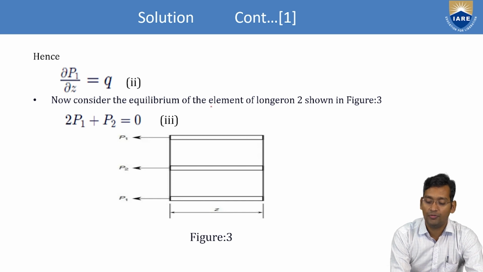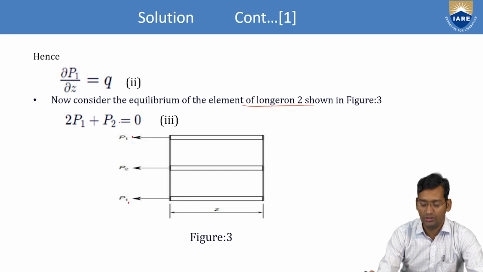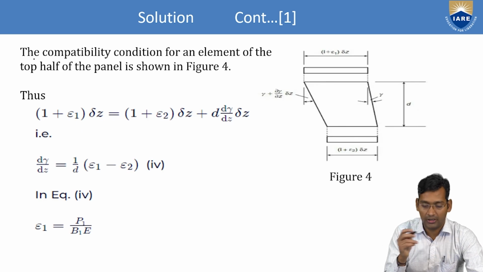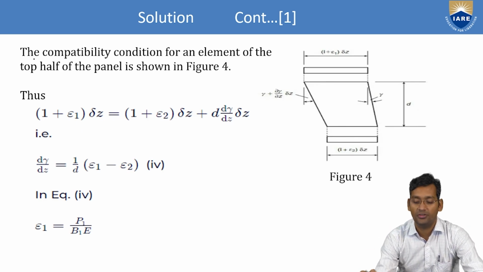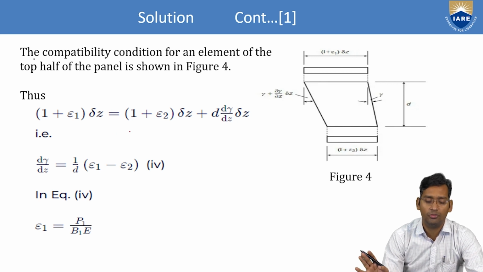Now consider the equilibrium of the element for longitudinal 2 shown in figure. So from this case what happened? P1 plus P1, so 2P1 plus P2 equals to 0. Right, the total force should be 0. So from here, now from the compatibility condition, this we had already seen. This one also, the similar equation will be here, the compatibility.